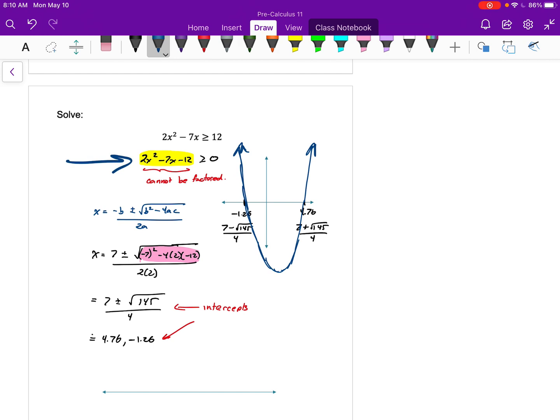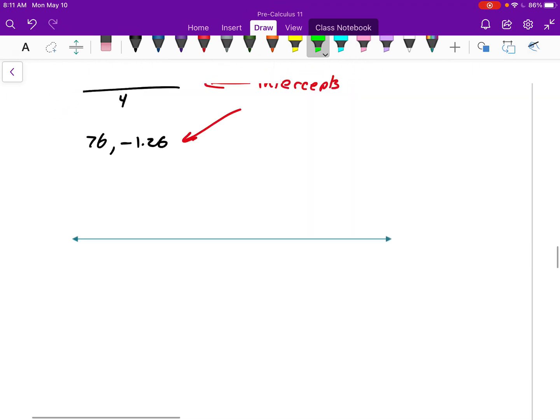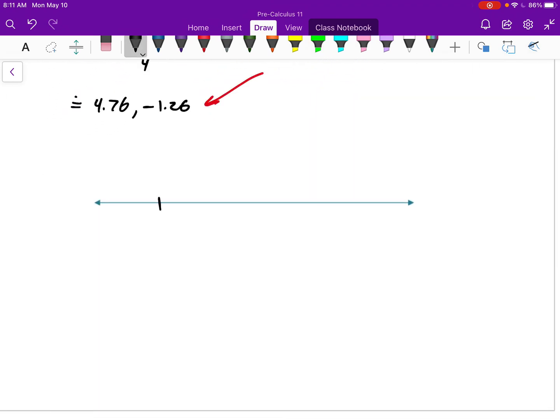And now I can focus on this right here. Where is this quadratic function greater than or equal to 0? Well, it's greater than or equal to 0 in these two intervals here, including the x-intercepts. And so on my number line, I would just show the two x-intercepts, and I'm going to put the exact values: 7 minus root 145 over 4, and 7 plus root 145 over 4.